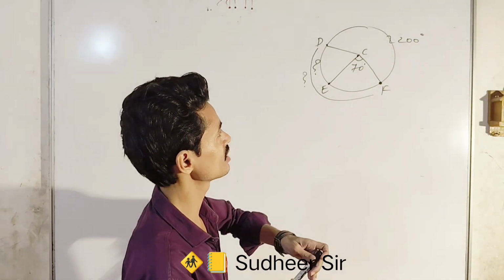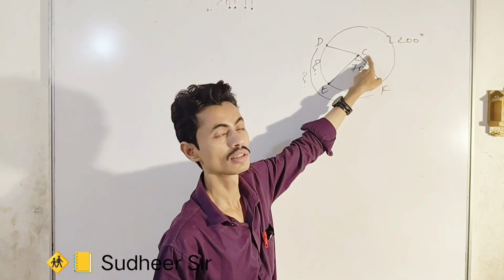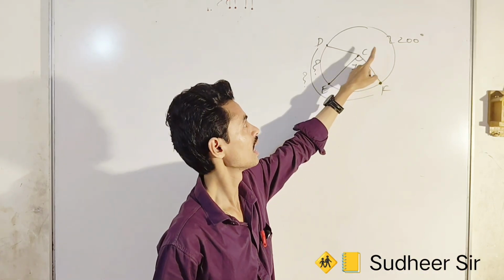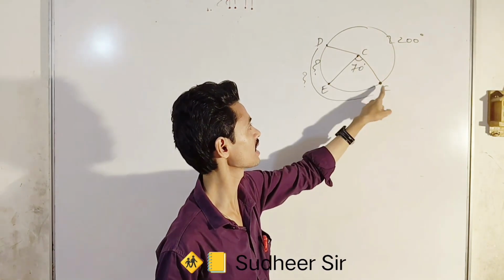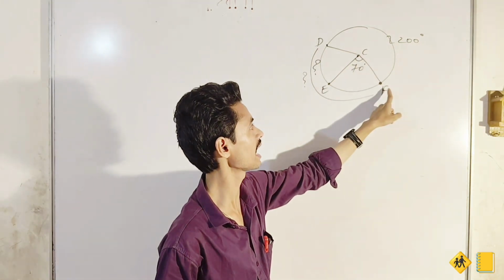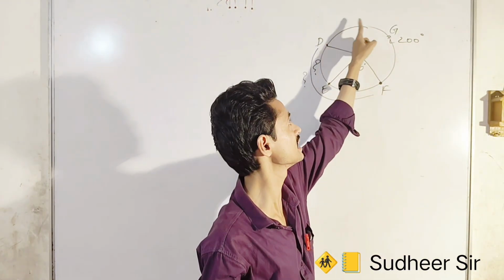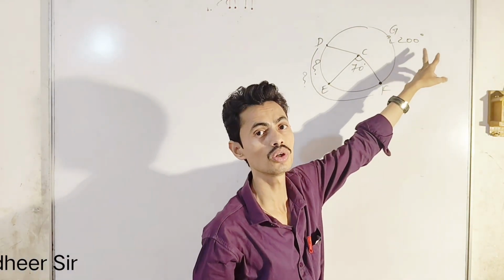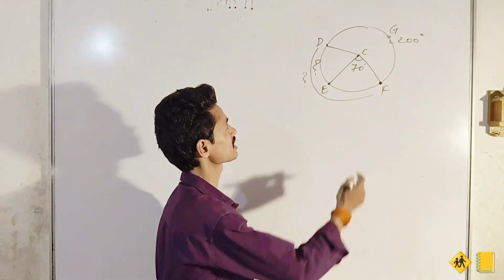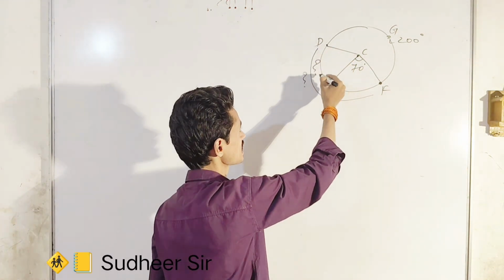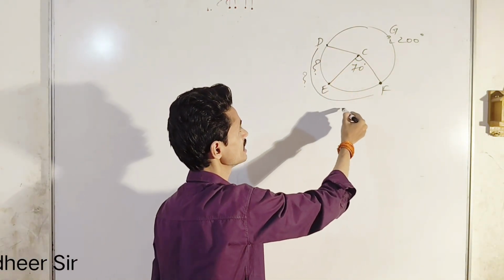So our question is, we are given a circle whose center is C. A circle having center C, the measure of central angle ECF is equal to 70 degrees, and the measure of arc DGF is equal to 200 degrees. We have to find two things: the measure of arc DE and the measure of arc DEF.